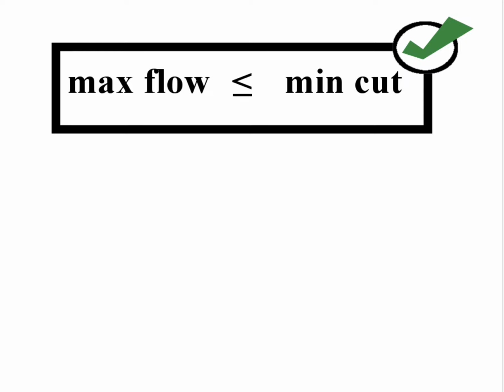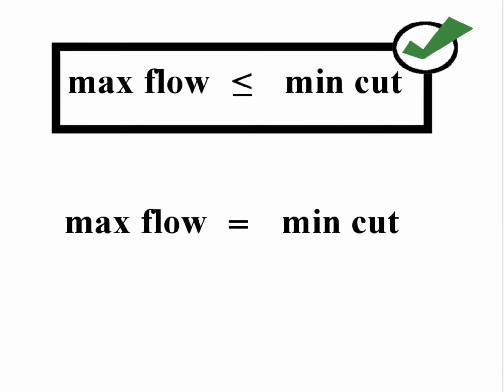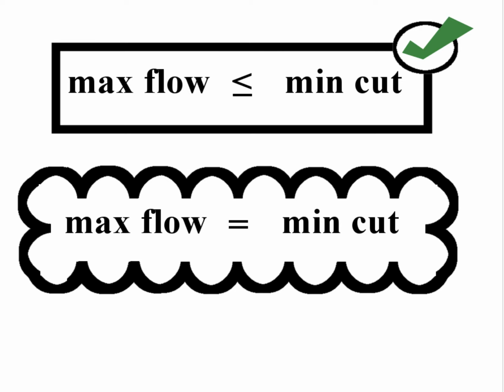And now here is the miracle. What we will prove is that the maximal flow is equal to the minimal cut. For now, we are going to put the cloud and the question mark. We still didn't prove that. So this is a more difficult thing. Maximal flow is less than or equal to minimal cut. That was obvious.